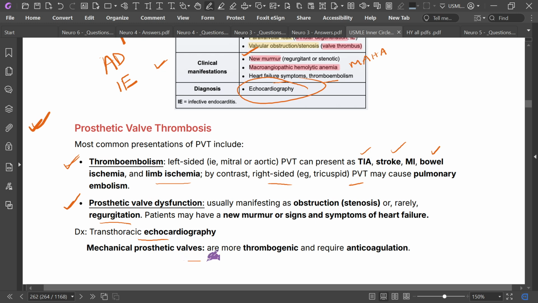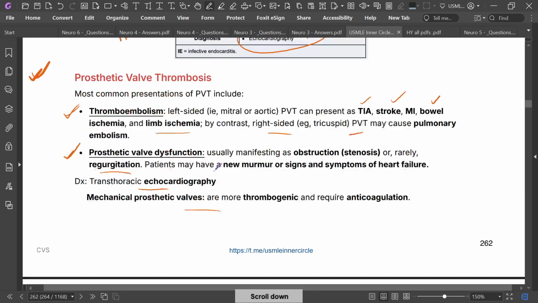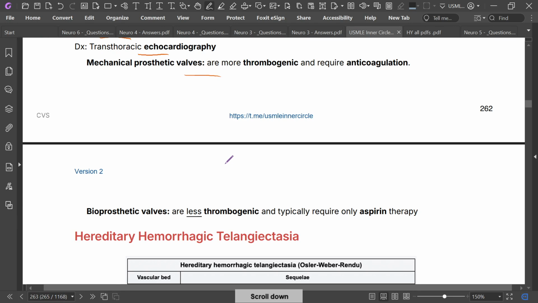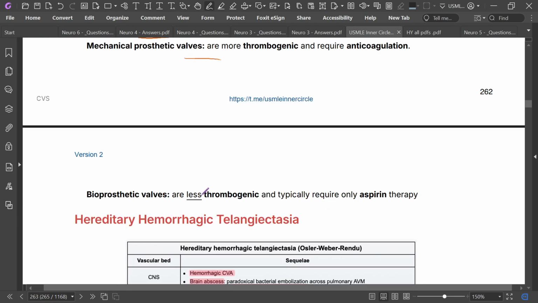Mechanical prosthetic valves are very thrombogenic, and you need anticoagulation. Bioprosthetic valves are less thrombogenic, so they only require aspirin therapy.